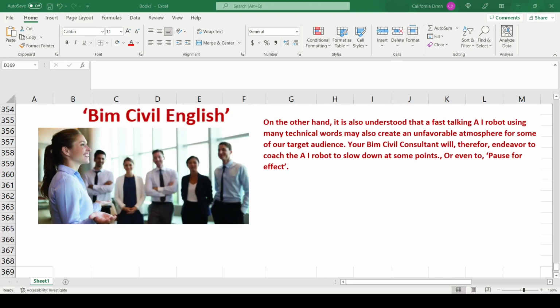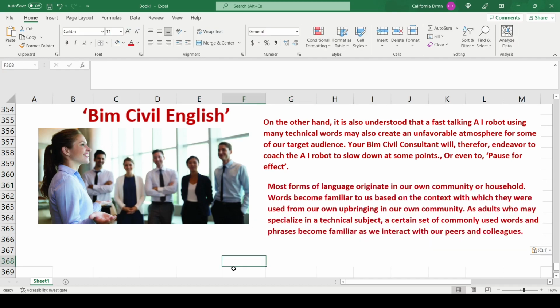On the other hand, it is also understood that a fast-talking AI robot using many technical words may also create an unfavorable atmosphere for some of our target audience. Your BIM Civil consultant will, therefore, endeavor to coach the AI robot to slow down at some points, or even to pause for effect.